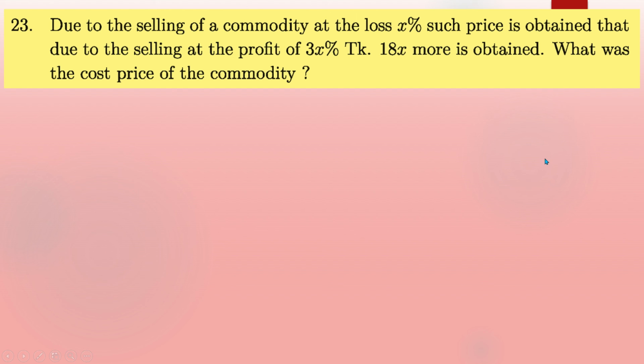This is a profit. Therefore, selling price will be, as cost price is y, y plus 3xy by 100. This is a selling price. Also we have got selling price y minus xy by 100. So according to the question, y plus 3xy by 100 minus y plus xy by 100 equals 18x.